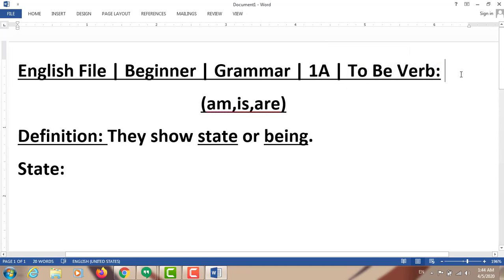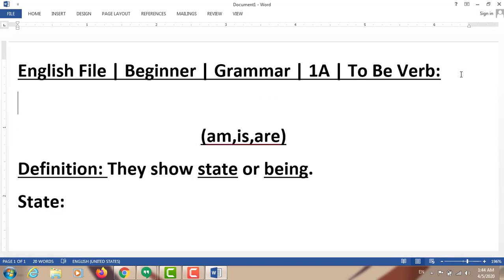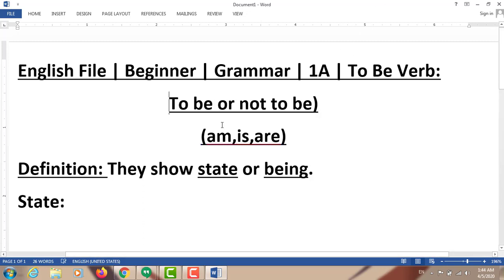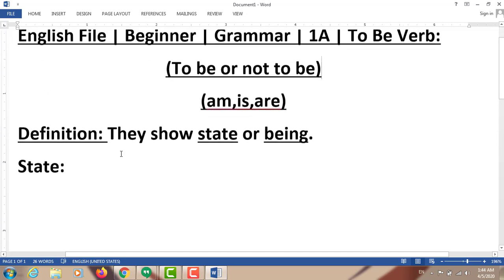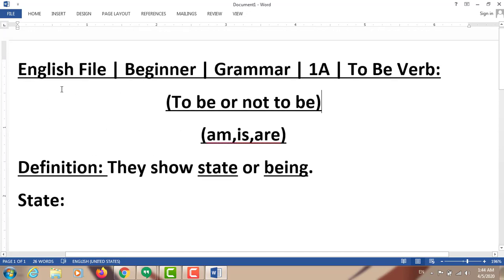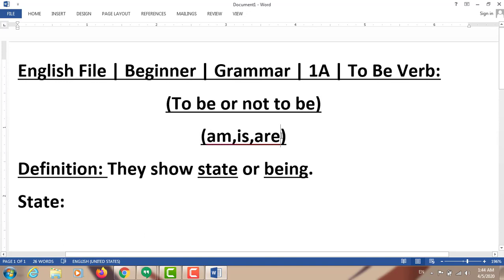Maybe you have heard a very famous quote from Shakespeare. He says, to be or not to be. So keep this in mind. It's a quote from Shakespeare, from the book Hamlet. He has a lot of books, and one of his books is Hamlet. So this is a quote from his book, to be or not to be. Now let's go. What does it show, this verb to be?